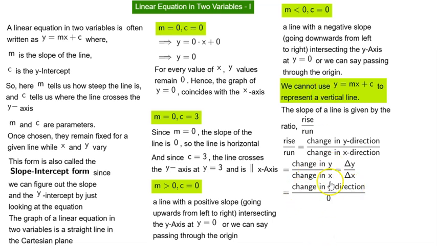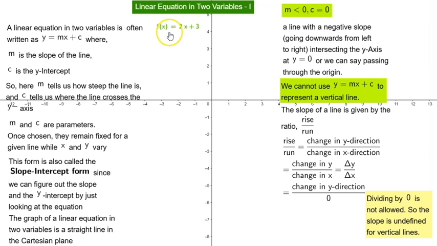And when it is a vertical line and we take 2 points on that line, there is a change in y, but there is no change in x, which means we are ending up dividing by 0. And dividing by 0 is not allowed. So the slope is undefined for vertical lines, which means that y is equal to mx plus c cannot be used to represent a vertical line.